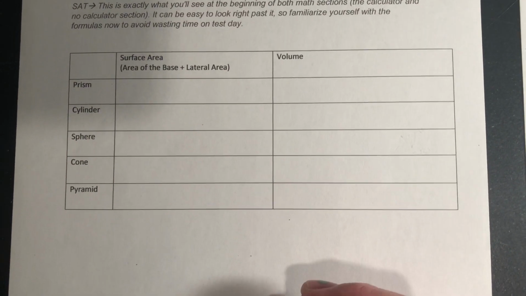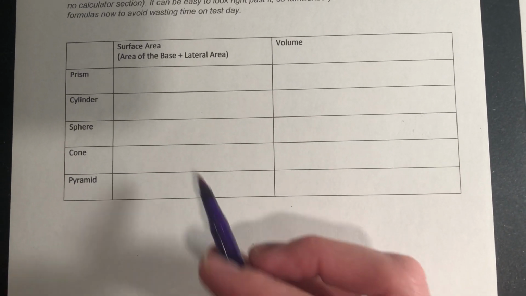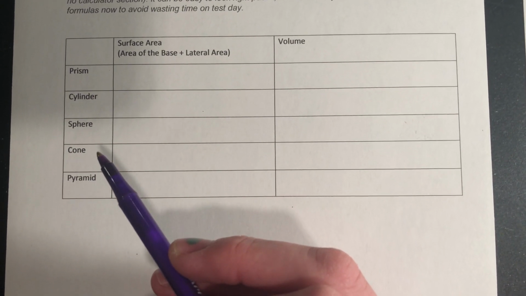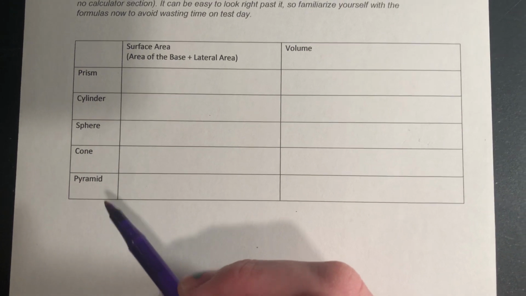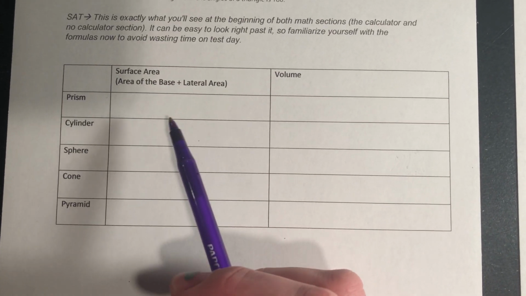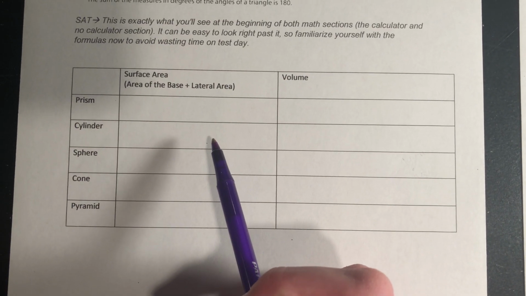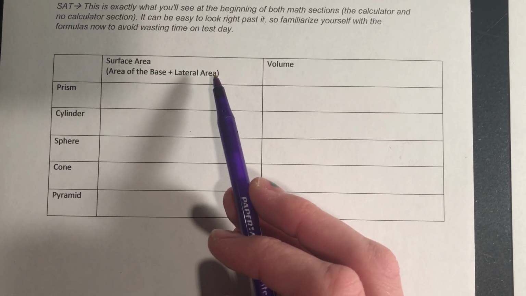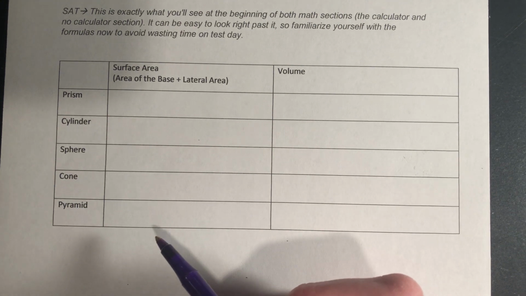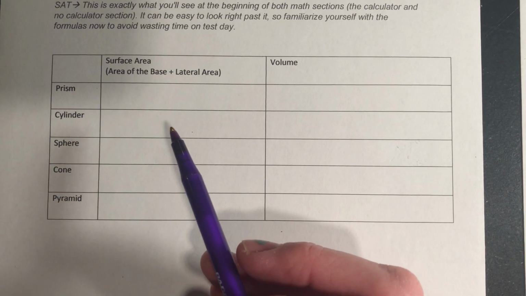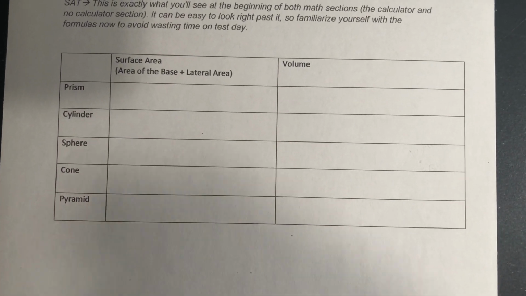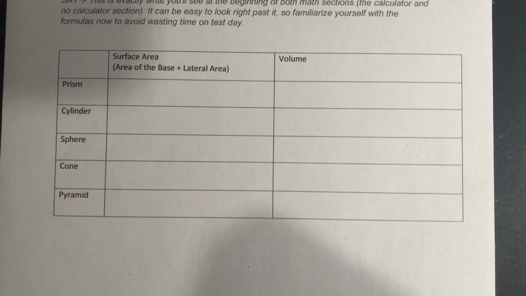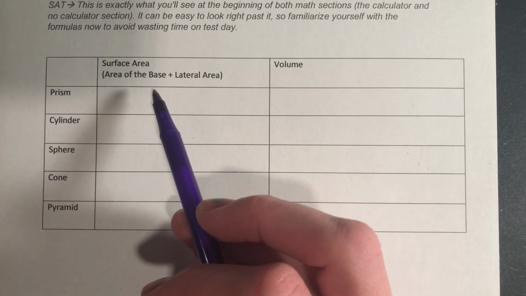So the 5 shapes that we're going to be looking at for 3D shapes are going to be prisms, cylinders, spheres, cones, and pyramids. So looking at surface area and lateral area, think of it as a room. If you have a square room, the lateral area is the area of the walls. If you have a room with walls, you also have a ceiling and a floor, and so that would be the area of the 2 bases.